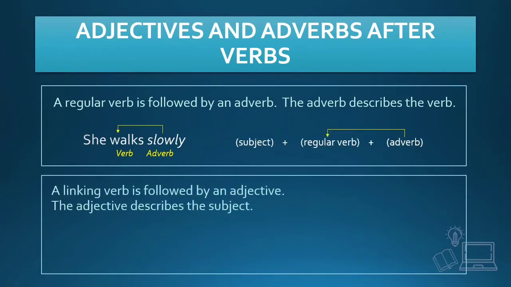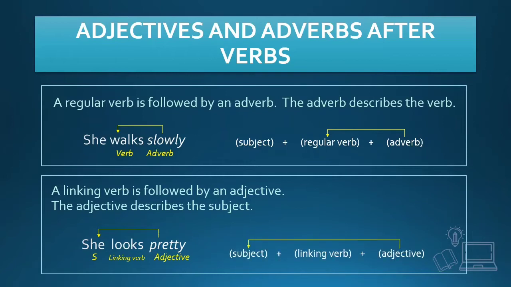While a linking verb is followed by an adjective, the adjective describes the subject. Sedangkan linking verb diikuti oleh adjective, yang mana adjective tersebut menjelaskan subjek. For example, she looks pretty. Dalam kalimat ini, linking verb looks diikuti oleh adjective pretty. Kata pretty sebagai adjective menjelaskan subjek she.